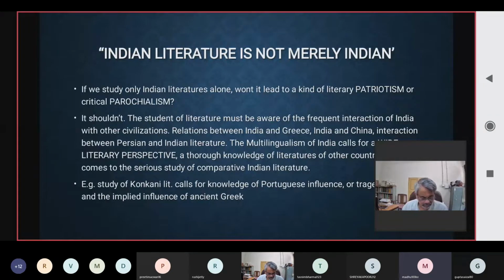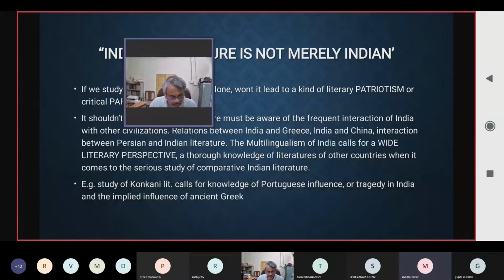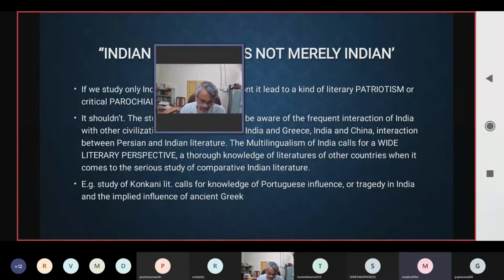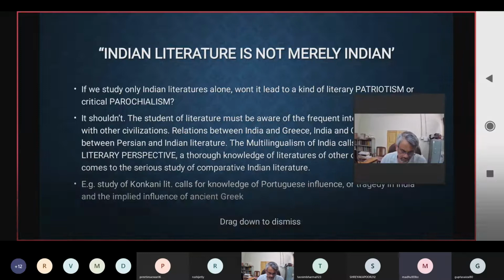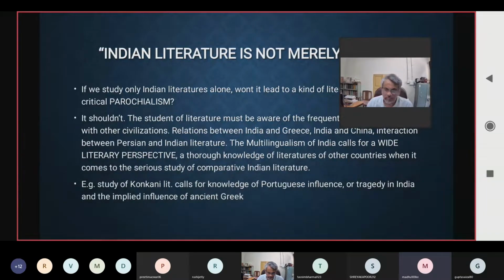Our languages have had influence on each other's and led to new literary styles. But foreign languages have had effect on our languages and led to new languages like Urdu. If you have to study Konkani literature, then you need knowledge about the Portuguese influence also. If you want to study Indian tragedies, then you should trace back to the ancient Greeks. So we need to have a thorough knowledge of even the foreign literatures, and have a wide literary perspective for our comparative Indian literature to be totally valid.